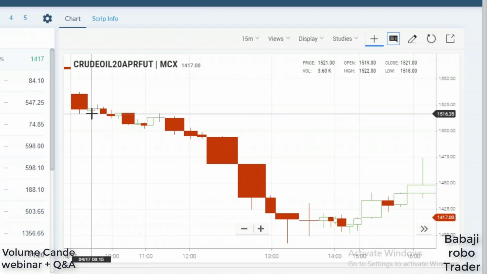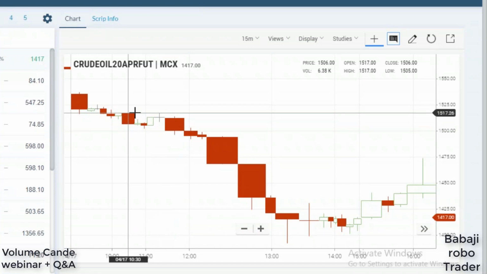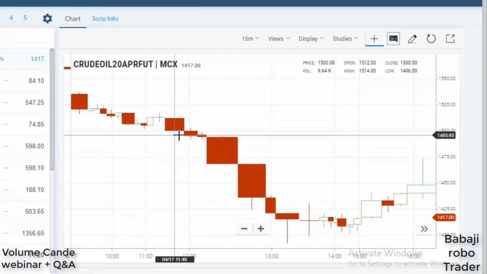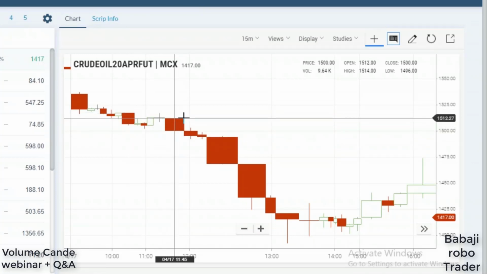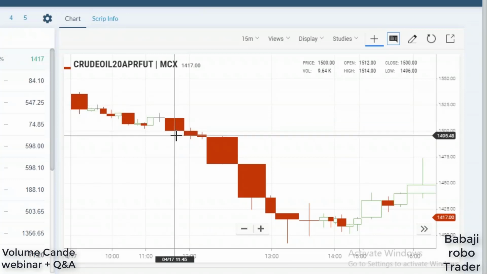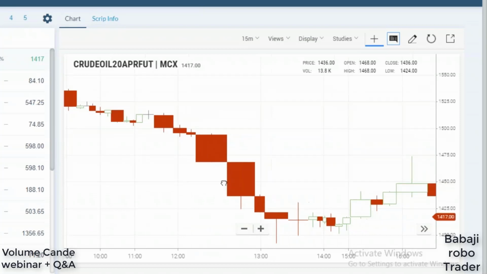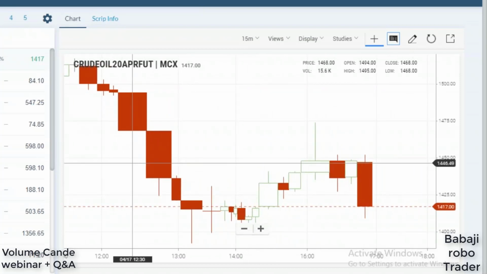Suppose you miss this opportunity, wait for the bigger candle, wait for the volume candle with the bigger volume, with the bigger picture. Then we take the position. We can go for a sell here by keeping the SL at the high of this candle. Again we can go for a sell and keep the SL at the high of this candle. The stop loss won't be hit. We can see there is no stop loss taken on this candle, this candle, this candle. Again the stop loss is not taken, because the big players won't allow us to hit the stop loss.